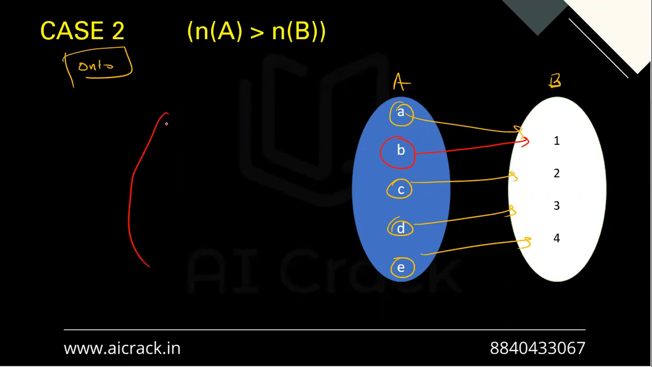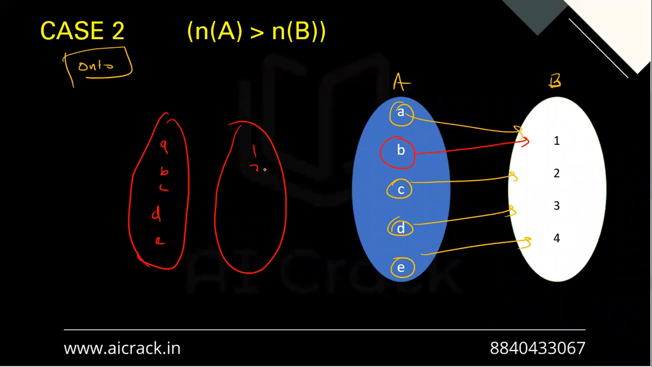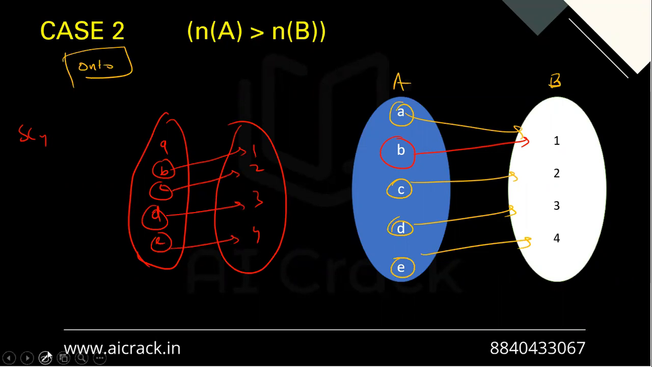Now let's take one more case. This is A, B, C, D, and E. This is 1, 2, 3, and 4. Now what I've done, I have selected B, C, D, and E when doing 5C4. And now I'm marking it like this: C to 2, D to 3, and E to 4. Now I'm selecting A for this one. Now you can clearly see that these two are exactly the same.